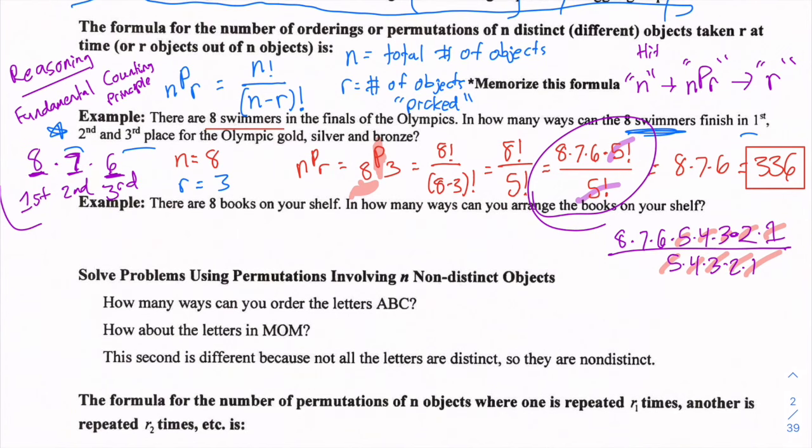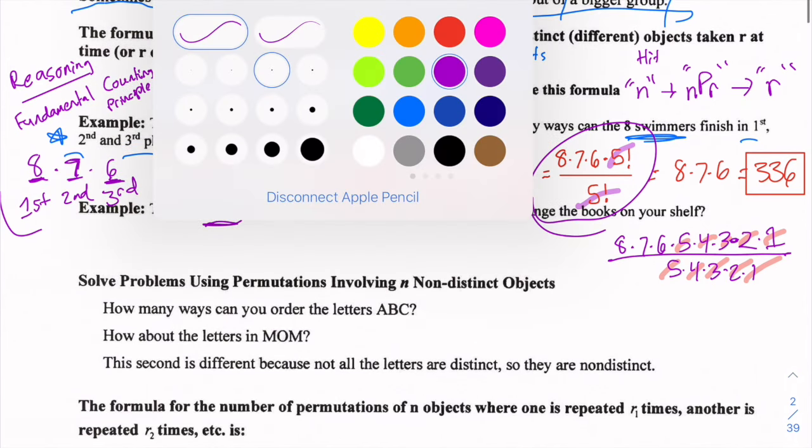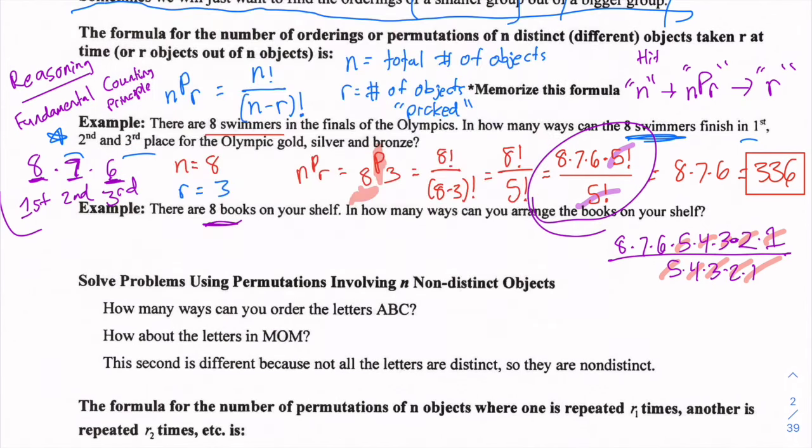Let's take a look at this next example. There are 8 books on your shelf. In how many ways can you arrange the books on your shelf? Well, it's kind of pretty easy if you think about it. How many books are there? There are 8 books. How many books do you want to arrange? Technically, you want to arrange all of them, right? You have 8 total books. The books you want to arrange is all 8. So it's 8 pick 8.